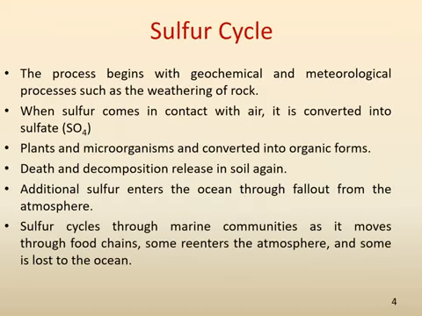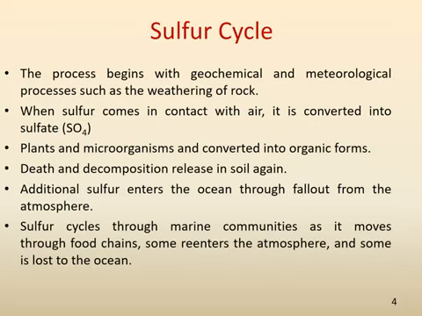Sulfur cycle. The process begins with geochemical and meteorological processes, such as weathering of rock. When sulfur is released from rock and comes in contact with air, it is converted into sulfate, which is taken up by plants and microorganisms and converted into organic forms. Animals acquire these organic forms of sulfur from their foods.